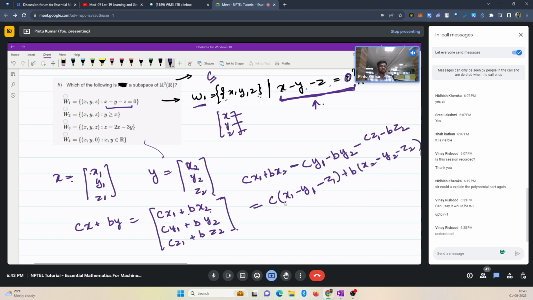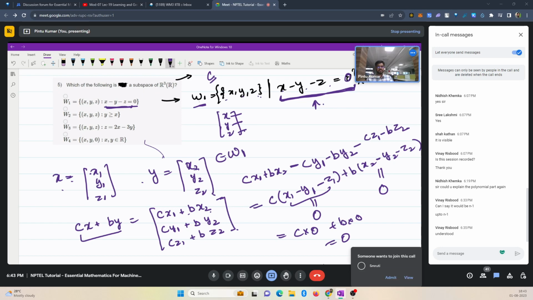Now, as we know that our x and y were already elements of W1, they satisfy this property of W1, right? So this particular thing becomes 0, and this also becomes 0. So what is the final answer? C into 0 plus B into 0, which is 0. Did Cx plus By satisfy the property of W1? Yes, so this thing belongs to W1. So this W1 is a vector space.